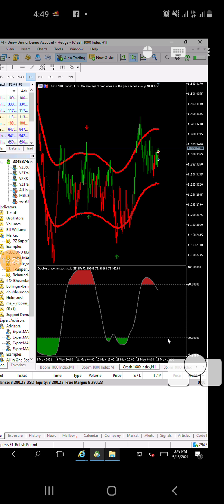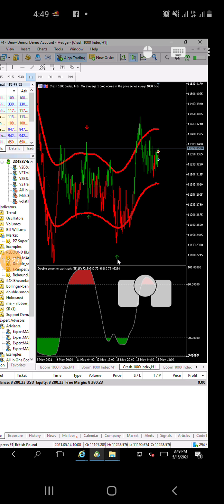So immediately you notice that the green zone is forming here, and the green arrow pops up, turn off your robot for the Crash 1000. You don't leave it on again. Turn it off, so that the robot will not be picking wrong entries. Not that the spike will not occur, but it might take longer, which can lead to drawdown. That is a pullback, so it is likely to take some time before the spike occurs, which can affect your capital.